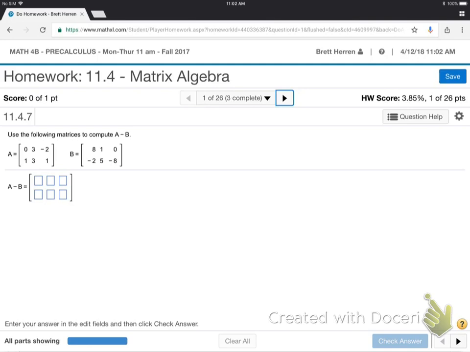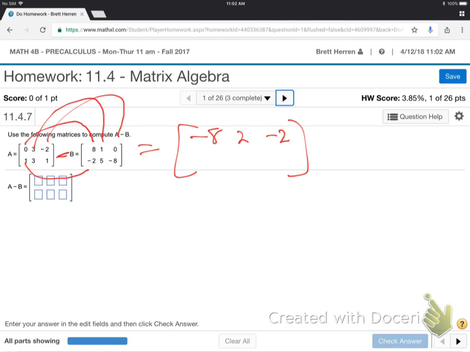Entry by entry? So if we're subtracting these, 0 minus 8 would be -8, and then 3 minus 1 would be 2, and then -2 minus 0 would be -2. Is that what they did? Yeah, exactly. 3 minus 5 is -2. 1 minus -8? That's 9, isn't it? Because you add the 8. Did y'all see what I did there?